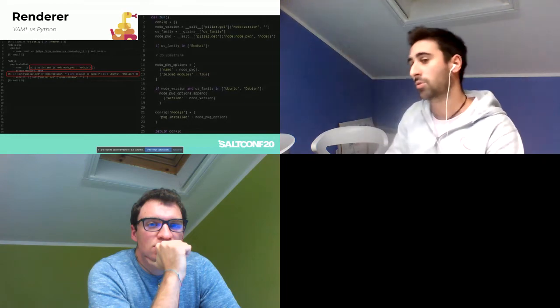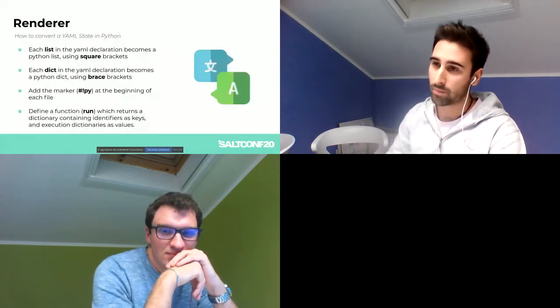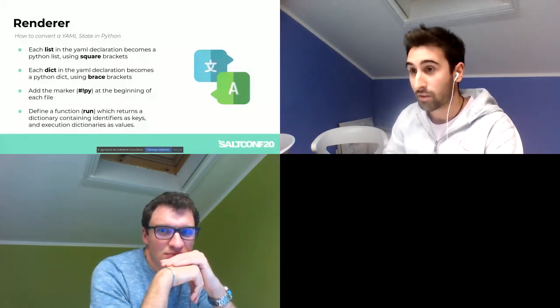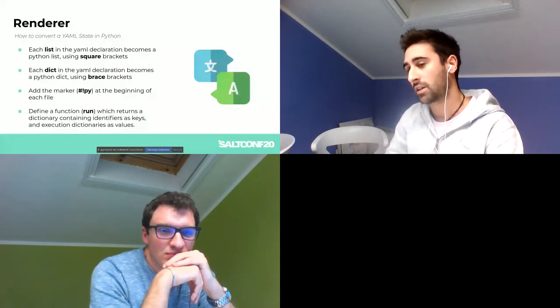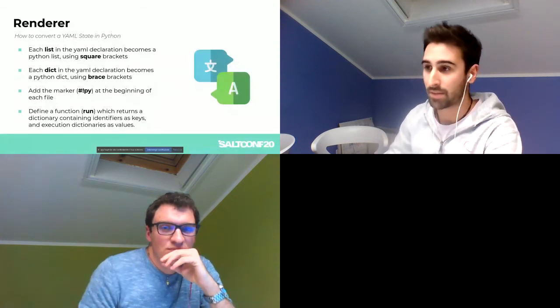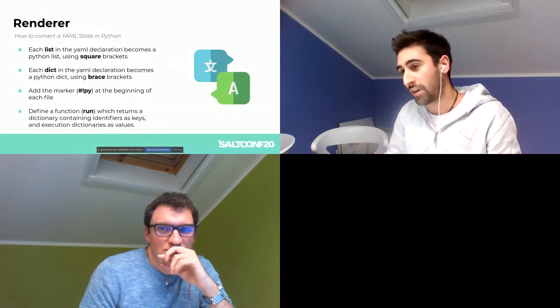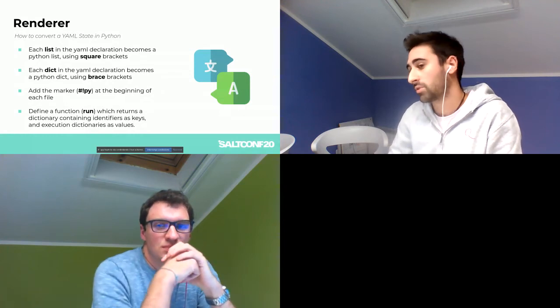So how can you convert a YAML state to a Python state? You just need to apply a few guidelines. First, every list and dictionary in YAML becomes a list and dictionary in Python using square and brace brackets. Then, at the top of each file, you need to add the marker to tell Salt that you want to use the Python renderer.